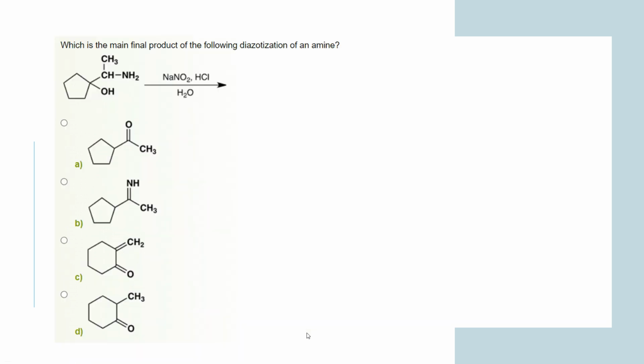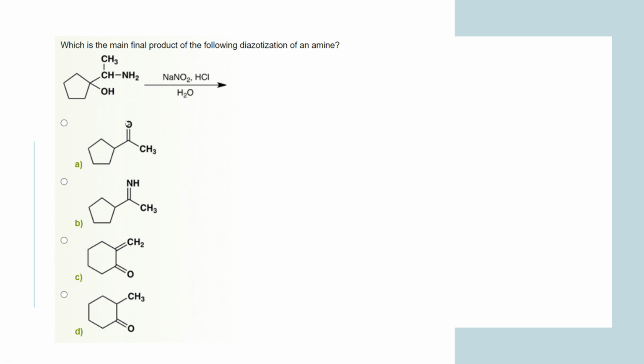So let us move to the next question now. Which is the main final product of the following diazotization of an amine? Although not much of this topic has been covered in the video lecture, this is also another type of rearrangement reaction where you have this amine and we are subjecting it to diazotization condition. Okay, so which of these products will be formed in this reaction?